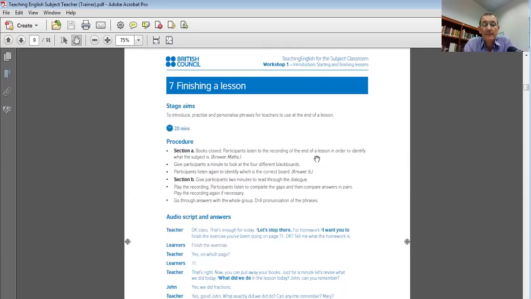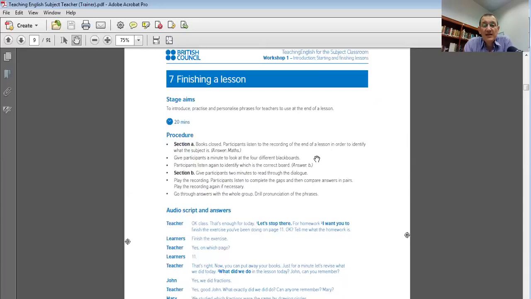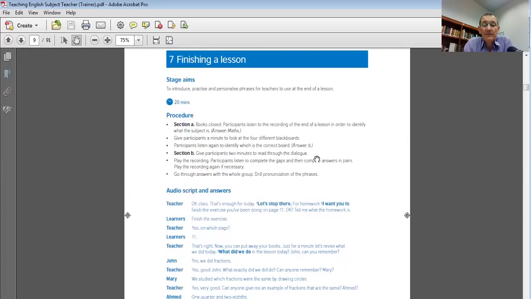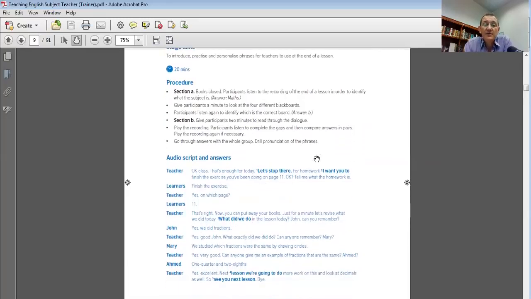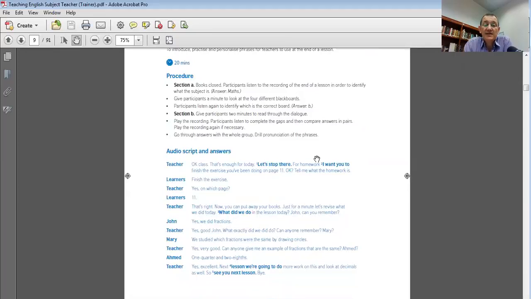The next stage of this unit is finishing a lesson. They are going to introduce, practice, and personalize phrases for teachers to use at the end of a lesson. So you have already done the starting a lesson. Now we're looking at finishing a lesson. There are 6 steps in this procedure. It should take 20 minutes.